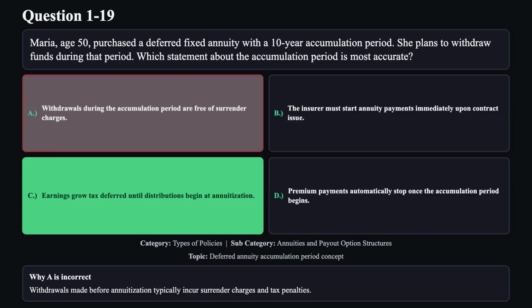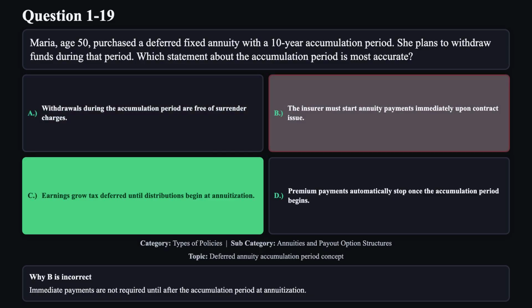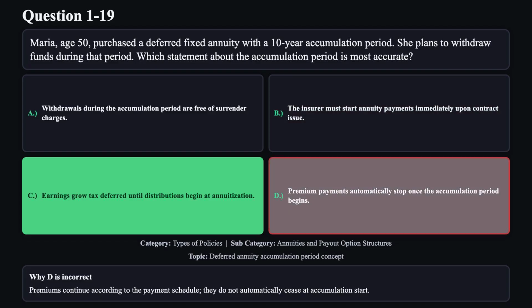Withdrawals made before annuitization typically incur surrender charges and tax penalties. Reason B is not correct. Immediate payments are not required until after the accumulation period at annuitization. Reason D is not correct. Premiums continue according to the payment schedule. They do not automatically cease at accumulation start.